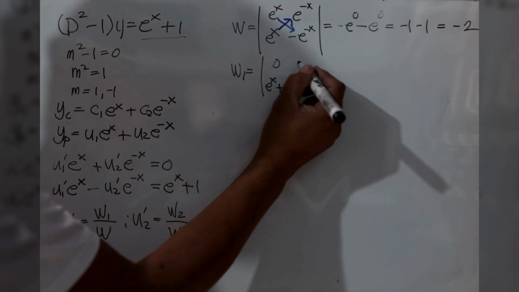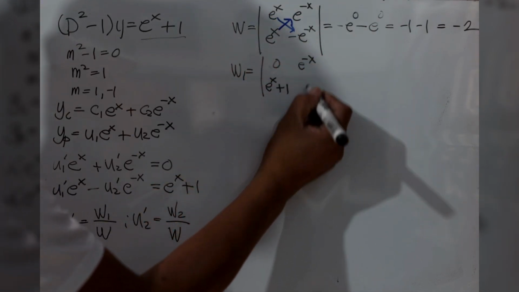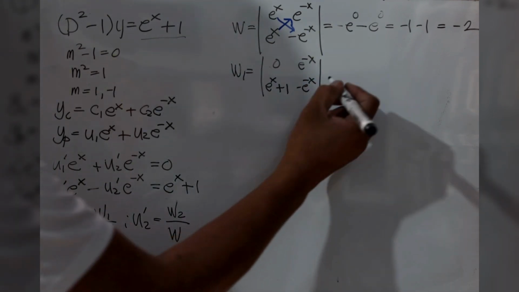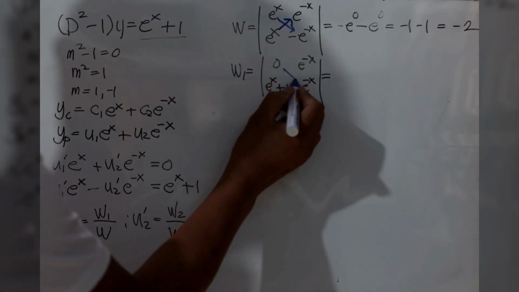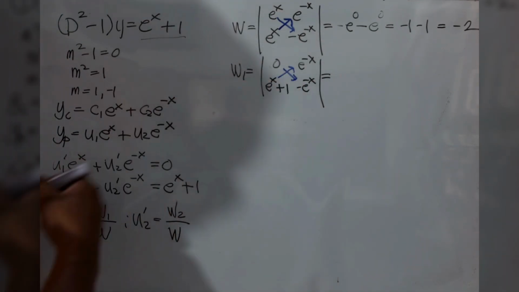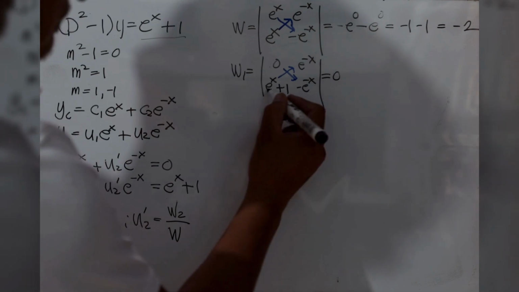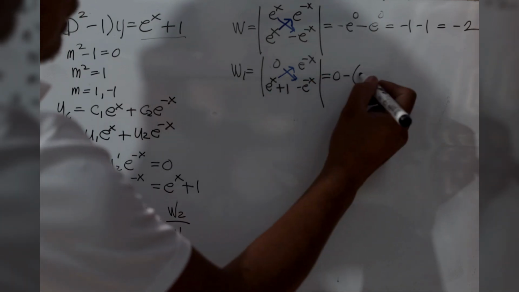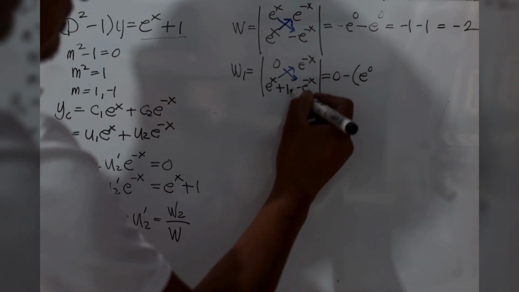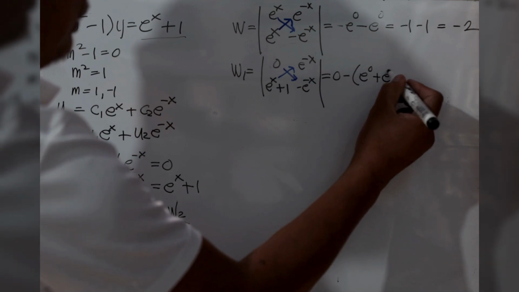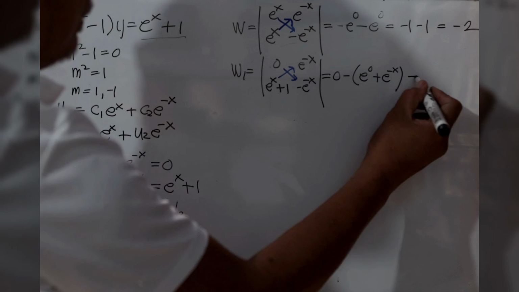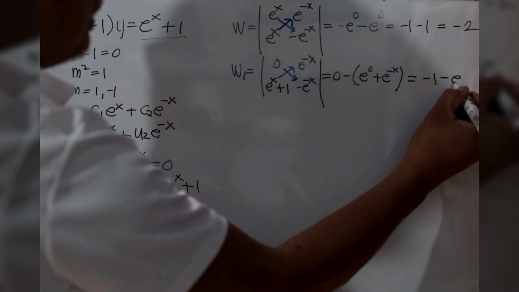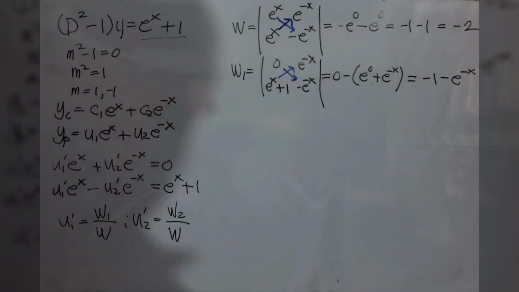Then we copy the last column, e to the minus x, negative e to the minus x. And then we get the determinant. This product minus this product is 0. This times this is e to the 0. And this times this is e to the negative x. So this is negative 1 minus e to the negative x.